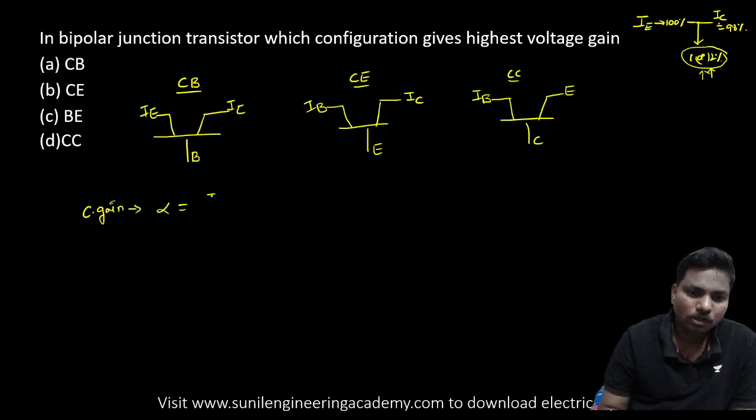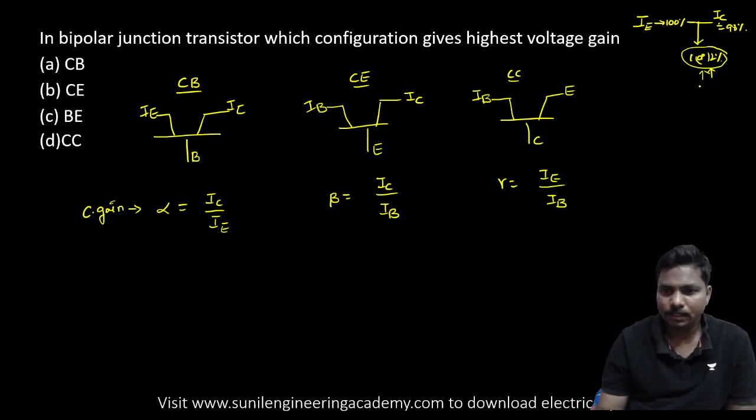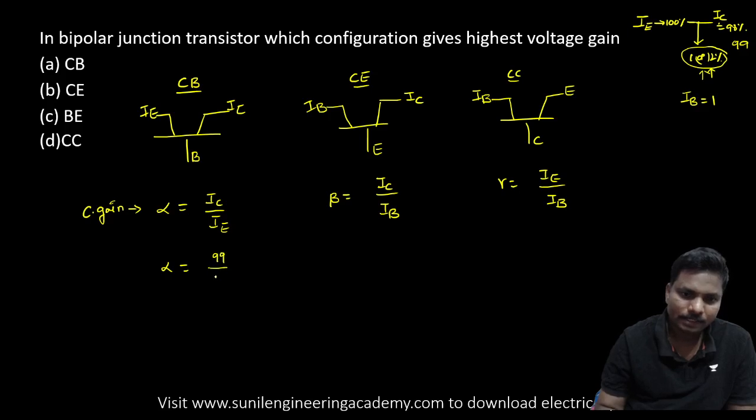Alpha is equal to IC by IE, correct? Beta is IC by IB. Gamma is IE by IB. Let us take IB as 1, then IC as 99. Let us take these examples. If alpha is IC as 99 by IE as 100%, it is very nearly equal to 1. So this is the lowest current gain.